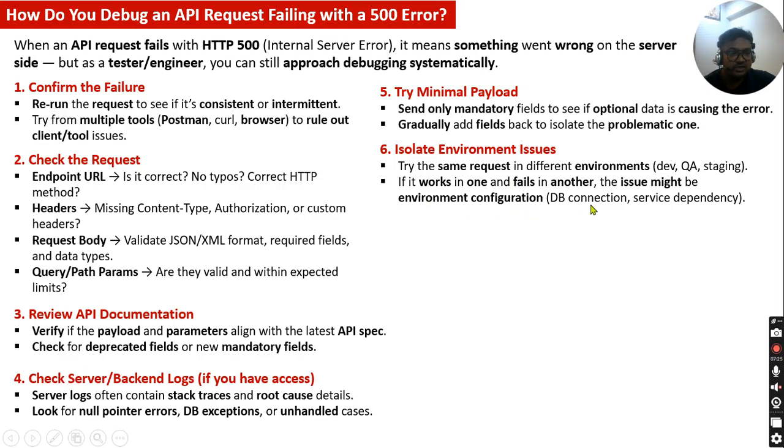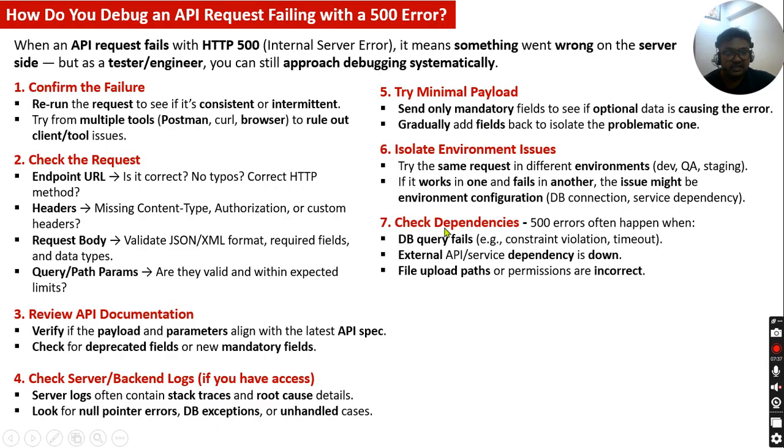It could be the DB connection, or it could be the service dependency, or it could be the data that is available in the database. Okay, so a couple of things. Another thing you can do, after isolating the environment issues, is check the dependencies. 500 errors mainly happen when a DB query fails, there is a validation timeout, an external API or service dependency is down, or the file path, upload path or permission is incorrect.